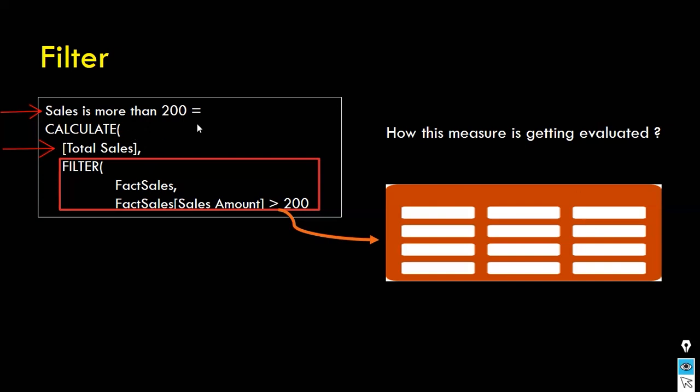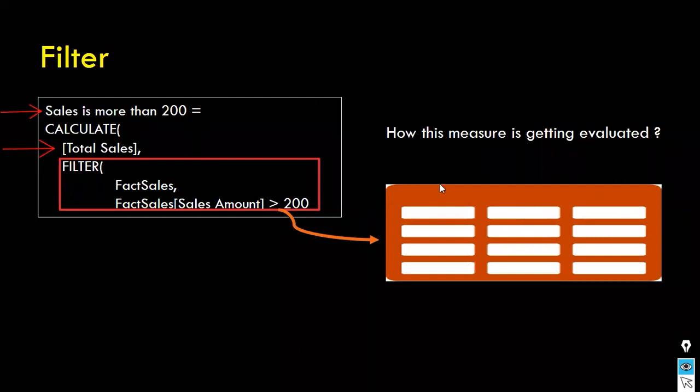Maybe they'll ask you to share your screen and ask how this measure is getting evaluated, in what sense we have used the filter function. It creates the virtual table based on the filter criteria we mentioned. On top of this, it applies some other calculation. That's all. This is how it is being evaluated.